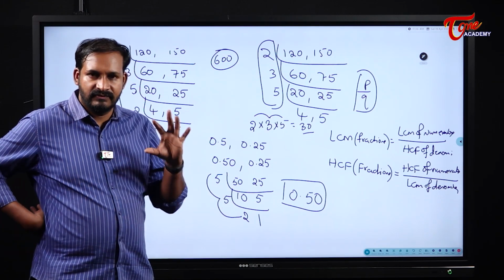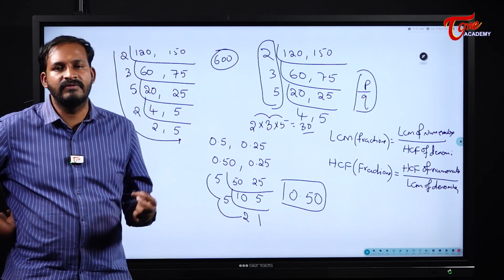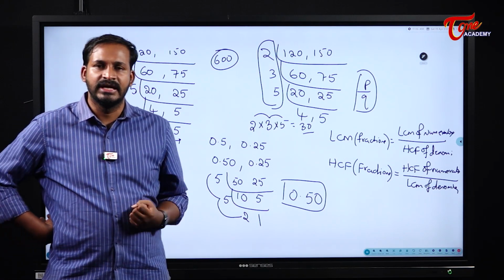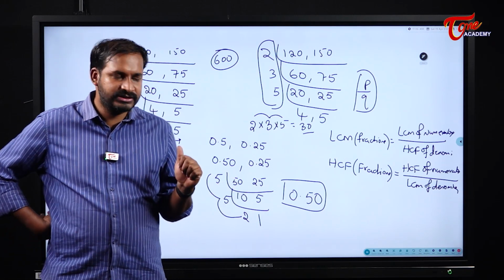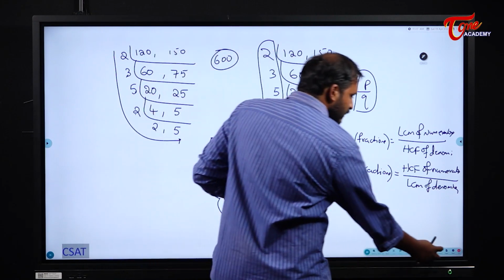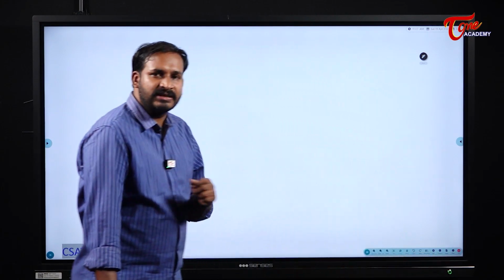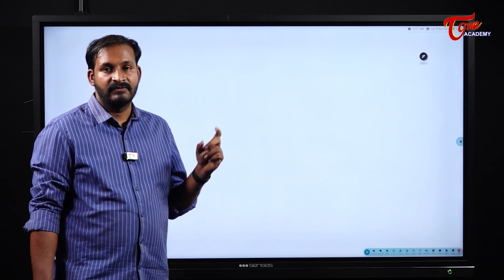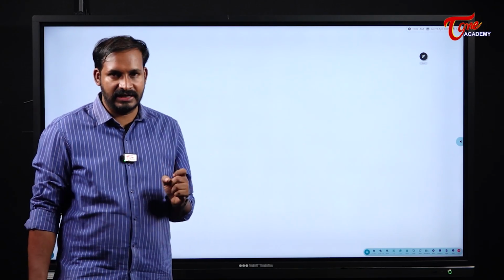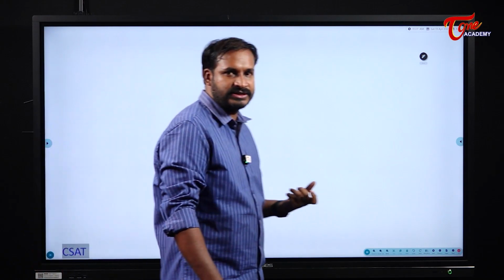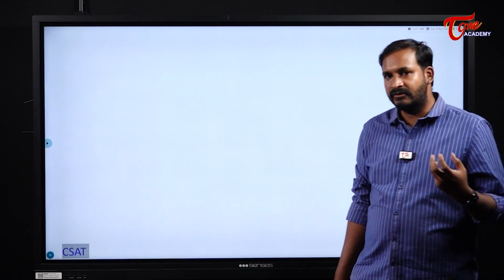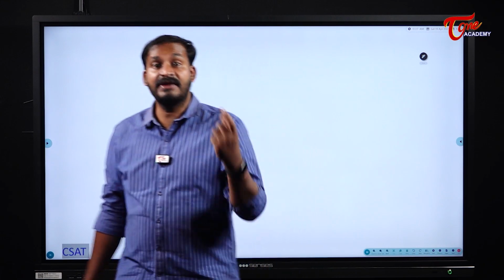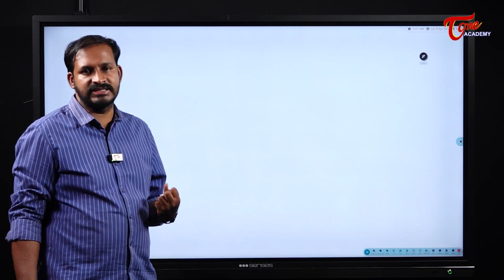We simply should know where we need to apply LCM and where we need to apply HCF. That's it. Understood? Now, next. There is one relation between LCM and HCF, especially the HCF, with our ratios. We should know that relation also. Why? Because they ask some questions based on that also. We will try to find the relation between our HCF and ratio. Sir, what is the relation between HCF and ratio?